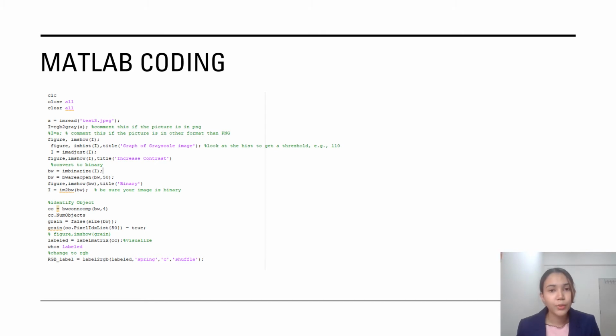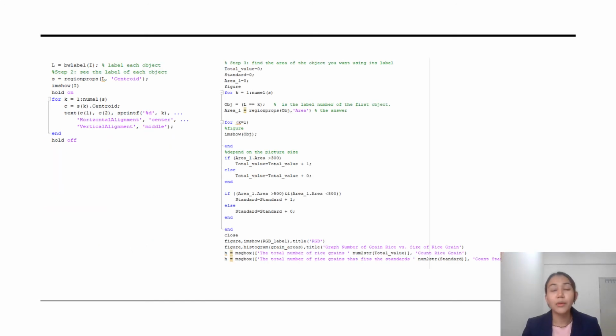After that, we will adjust the contrast of the image to differentiate the background and the rice grain. And then we convert the image to binary and we identify the object in the image. And then we change the image to RGB to check whether the system can differentiate the background and the rice grain correctly or not. After that, we label each rice grain with number and print out the label image.